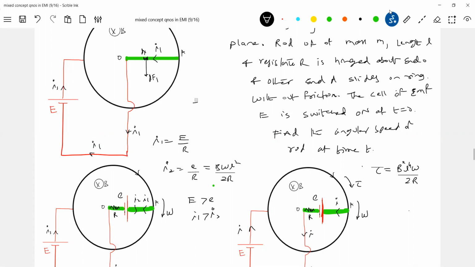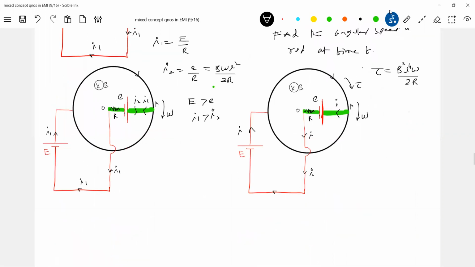Some of you are still asking, sir, how you're writing. I'll just show: d tau equals dF into x. So this is B I dx. So this should be B I x squared by 2, or the limit will be integral of x dx from 0 to L. B I L squared by 2.